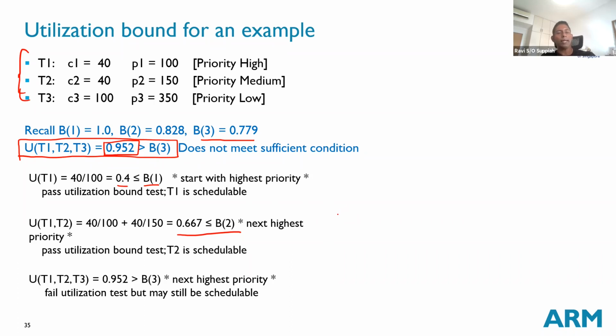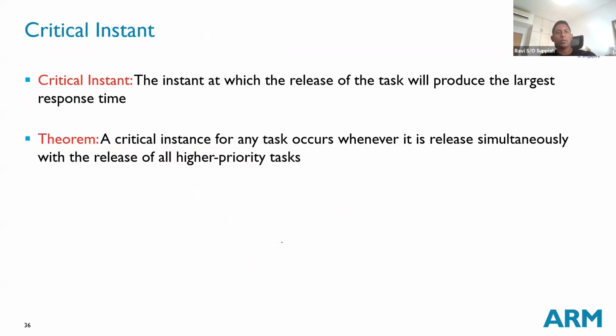But the moment I add the third task, and I have all 3 tasks, then I fail the utilization test. That means utilization is greater than the utilization bound. So now, though you fail the utilization bound test, we know that it may still be schedulable, correct? So that is why we need to look at this concept of what we call the critical instance.